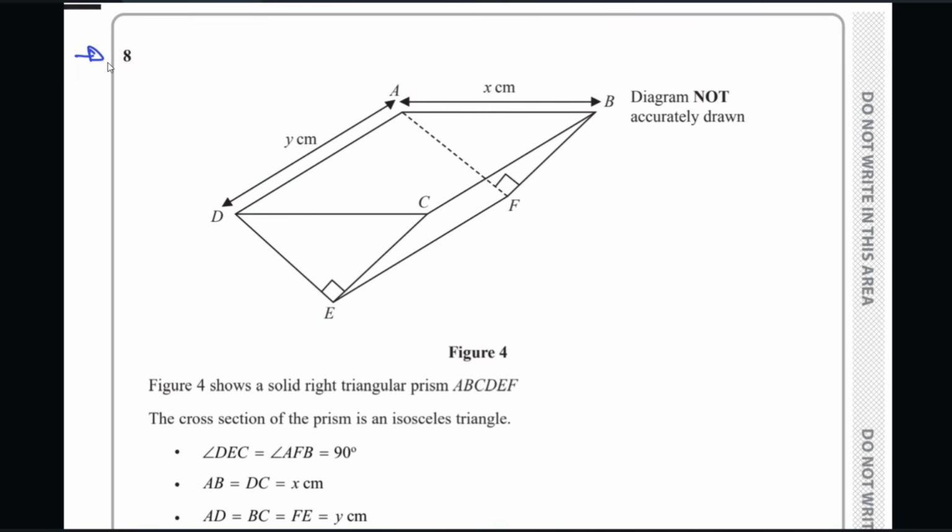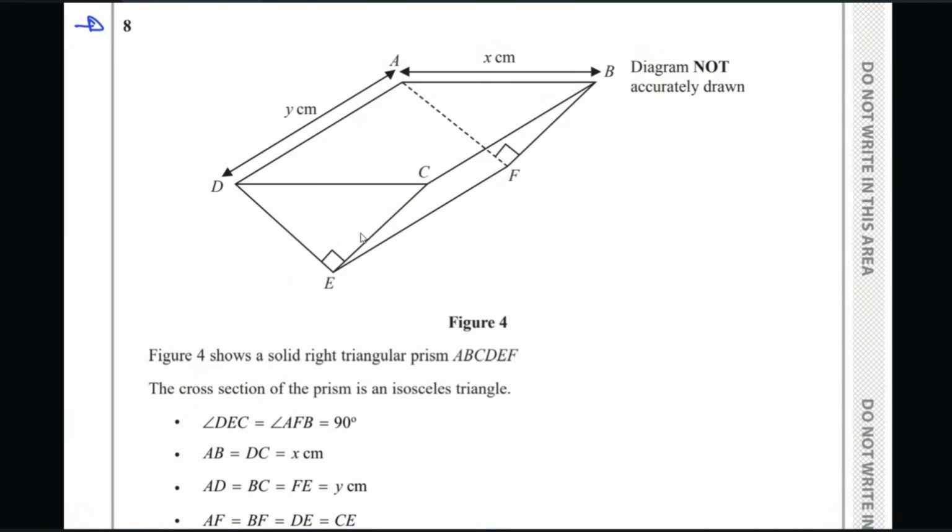Okay, question 8. So we have a 3D diagram. Figure 4 shows a solid right triangular prism ABCDEF. So it's a right triangular prism, we can see a right triangle and it's a prism. The cross section of the prism is an isosceles triangle. So it's not only a right triangle, it is also an isosceles triangle.